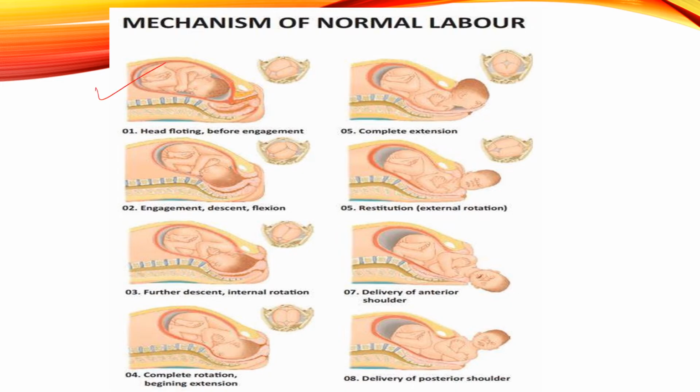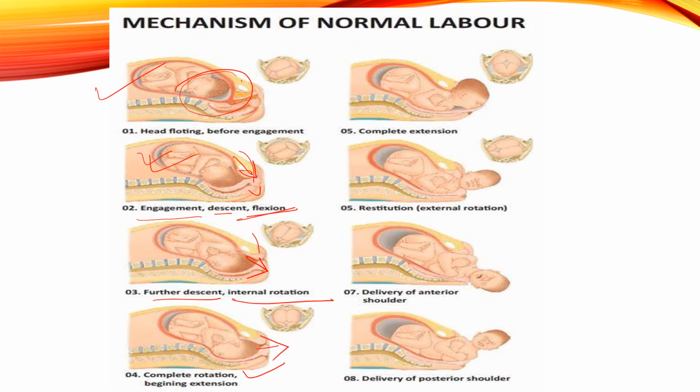In the first step, you can see the head is floating in the amniotic fluid. Then engagement and descent suddenly start. So the fetus has started giving signals that it wants to move out or eject. Then flexion has started, then further descent. So it is again moving down, and internal rotation is happening. So it is moving from one place to another. Now complete rotation, beginning of extension.